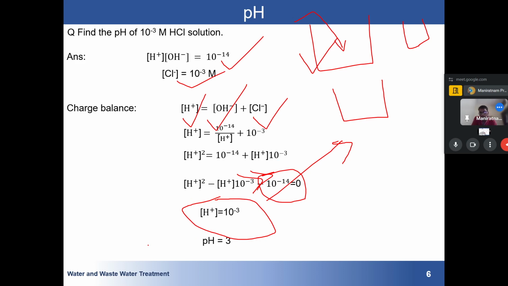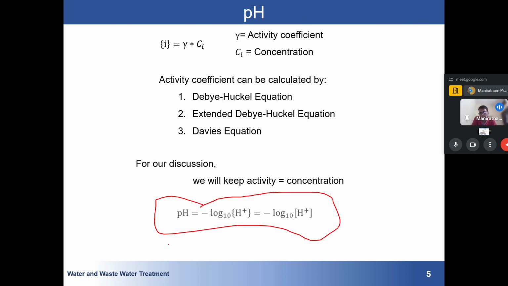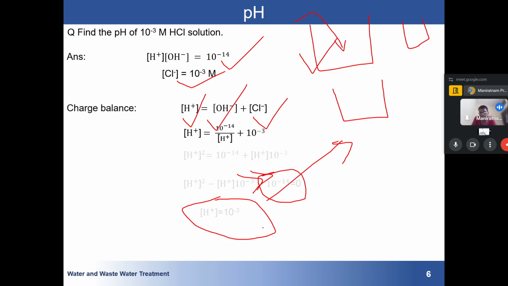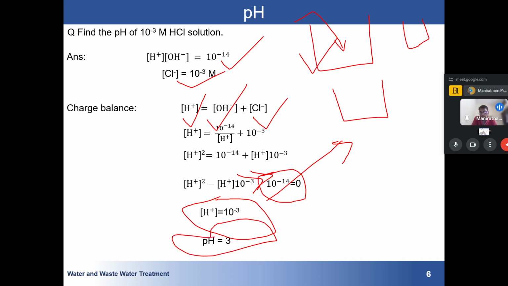The pH is defined as minus log 10 of H plus, and H plus is 10 to the power minus 3. So log 10 of 10 to the power minus 3 is minus 3, and with the minus sign, the pH of the system is 3. I hope this is clear to you.